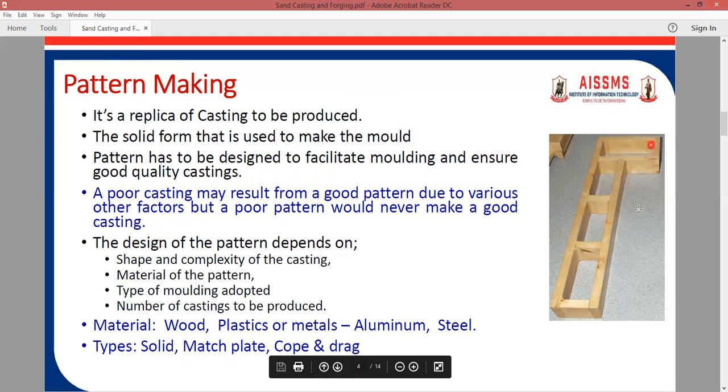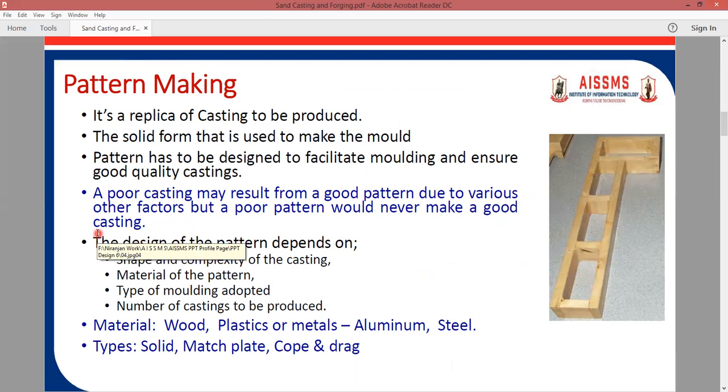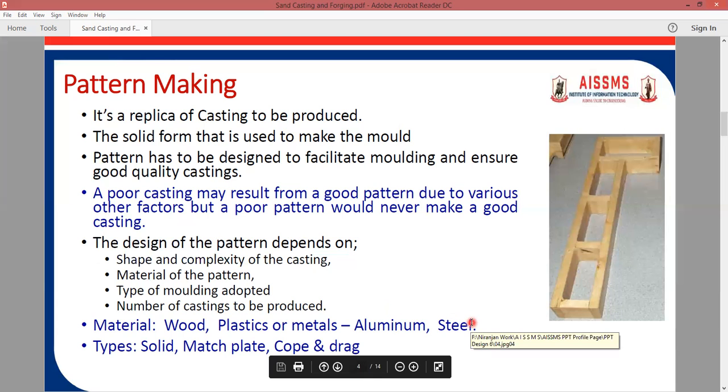And what are the characteristics or design parameters of this pattern? The design parameters of this pattern depend on the shape and complexities of the casting, then the type of molding adopted, then the number of castings to be produced. So these are the things on which the design of the pattern depends. So we can say a poor pattern results in a poor casting and a good pattern results in a good casting. That's why pattern making is a very important step in your sand casting process.